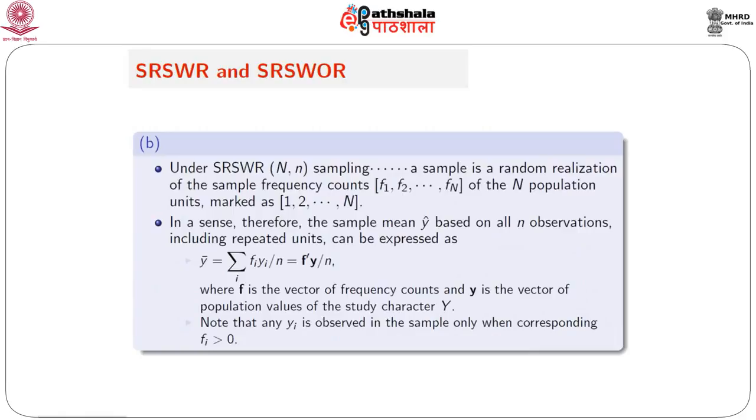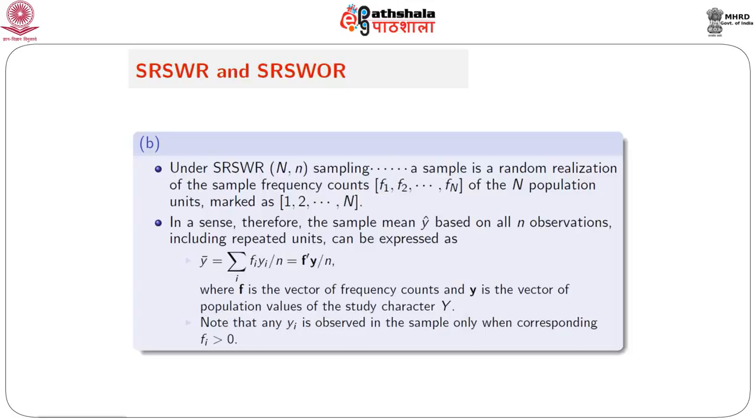On the other hand, under with replacement sampling, SRSWR(N, n), that means simple random sampling with replacement from a population of size capital N, the sample size being small n, a sample is a random realization of the sample frequency counts F1, F2, ..., FN of the capital N population units marked as 1, 2, 3 up to capital N. So this is something that needs some kind of explanation.